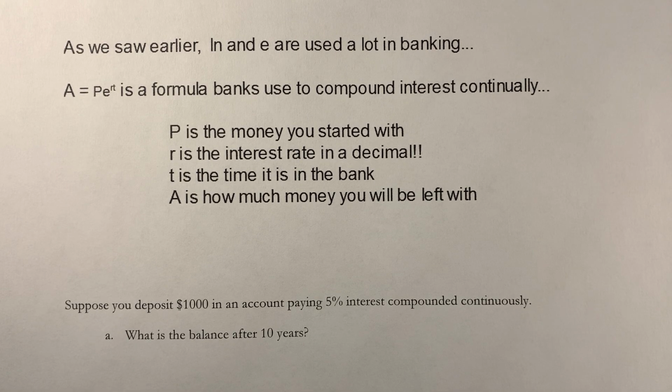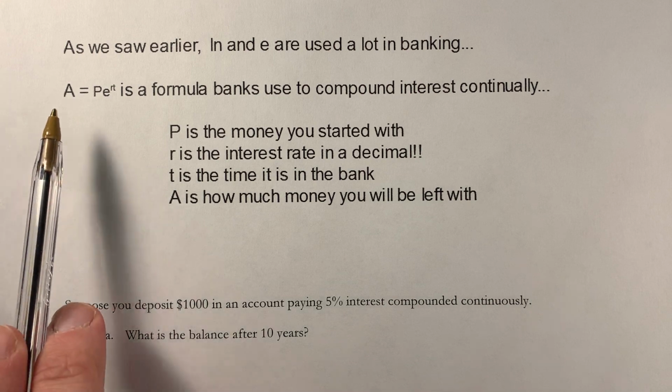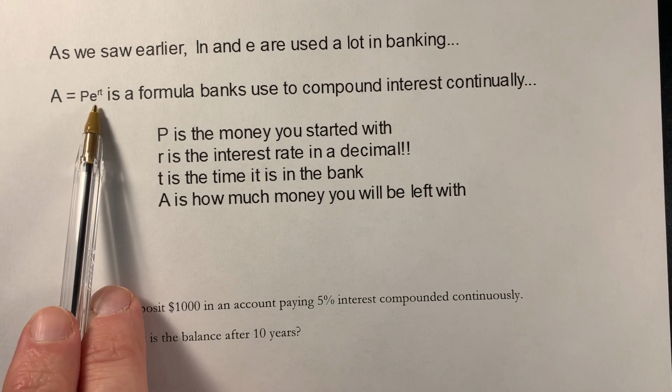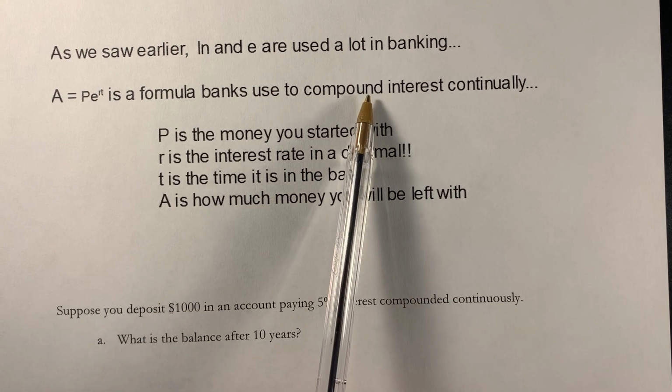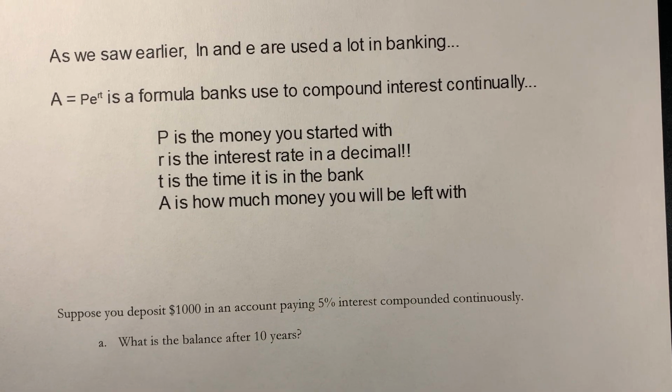Hey guys, today we are going to finish up our lesson on natural log and base e by doing some real world examples. As we talked about in the first video, natural log and e are used in banking, and here's how. This formula, A equals P times e to the rt power, is used for compound interest.